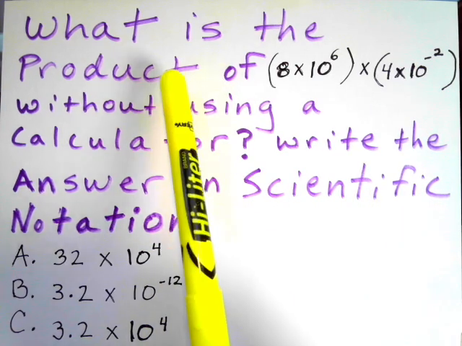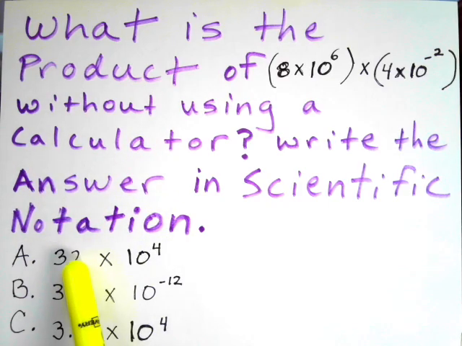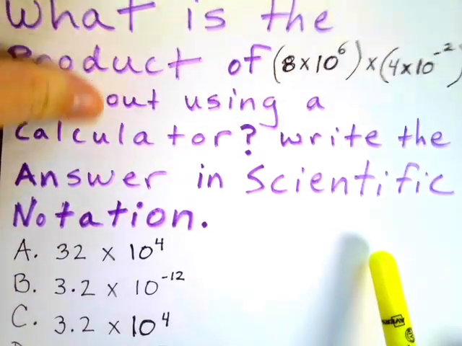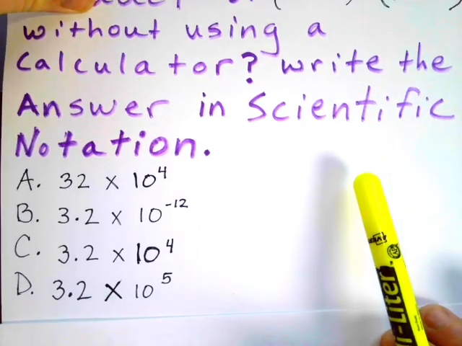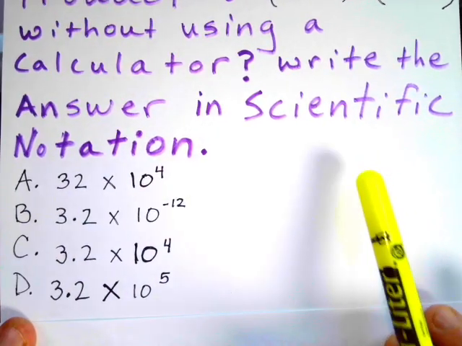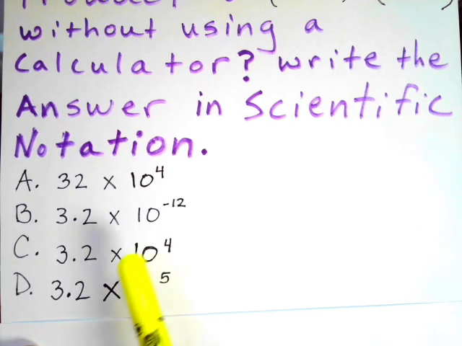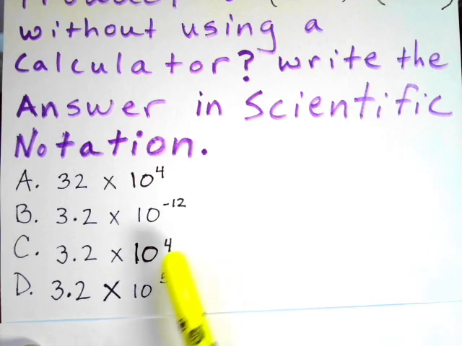Option A, 32 times 10 to the 4th power. Raise this up a little bit so you can see those options. B, 3.2 times 10 to the negative 12. C, 3.2 times 10 to the 4th power. And D, 3.2, or 3 and 2 tenths, times 10 to the 5th power.